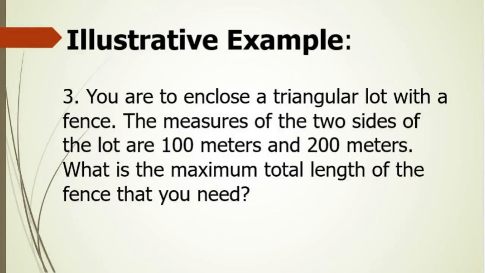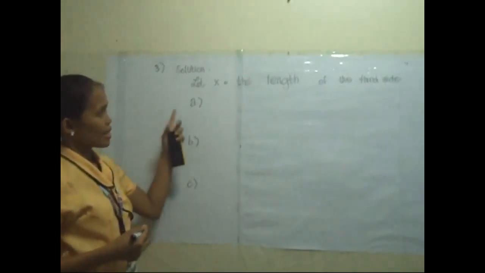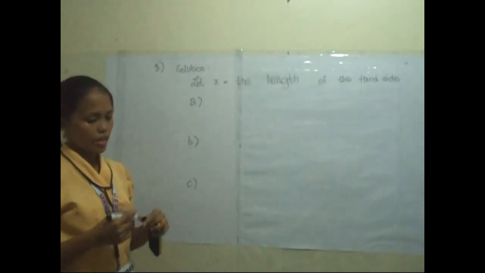Illustrative example number 3. You are to enclose a triangular lot with a fence. The measures of two sides of the lot are 100 meters and 200 meters. What is the maximum total length of the fence that you need? Solution for illustrative example number 3. Let x be the length of the third side.